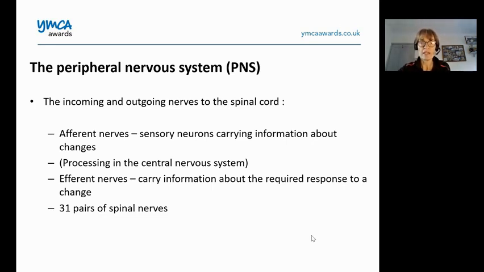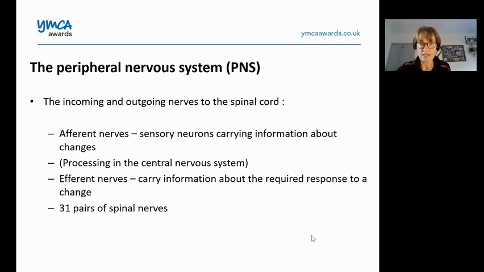And we've got two main kinds of nerves. We've got afferent and we've got efferent. Our afferent nerves are any nerves that are coming in from both outside and inside our body towards the central nervous system. So those are our afferent nerves, which are sensory. They're carrying messages about sensation. Sensory neurons carry information about change.